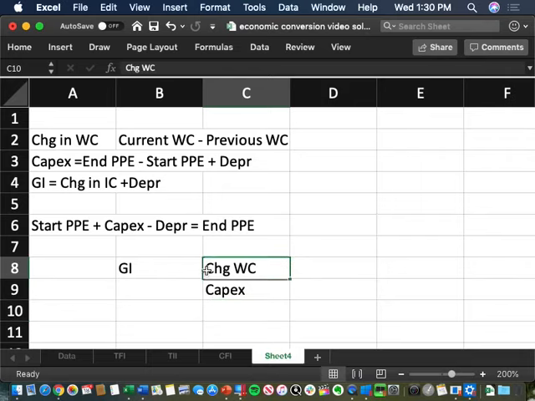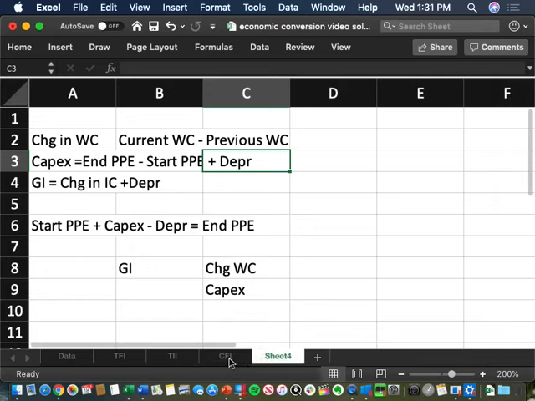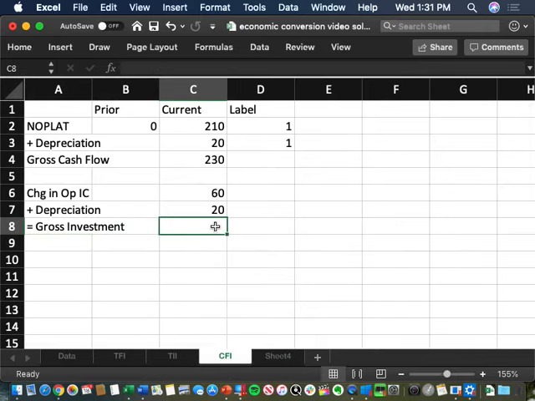So if I take my clean change in working capital, and if I take my CapEx, which is ending PP&E and starting PP&E, this together is change in invested capital. What's left is plus depreciation. So because we're actually using CapEx and not just a pure change in PP&E, the extra part between the two is the net PP&E. So that's why we have to add it back here. Right? So basically, 80 is what's being gross invested.